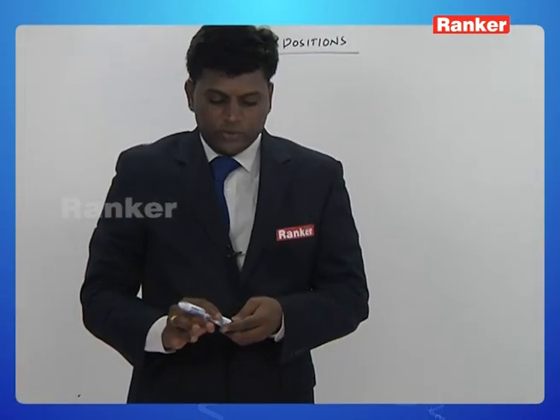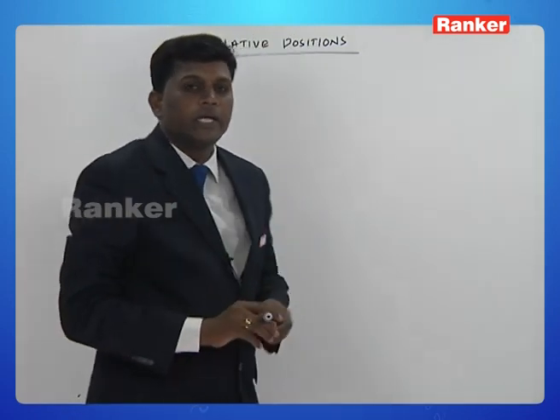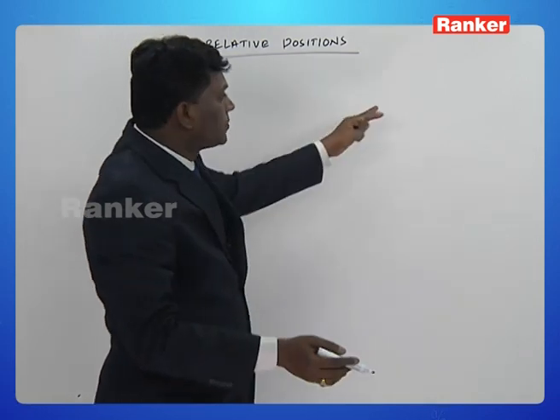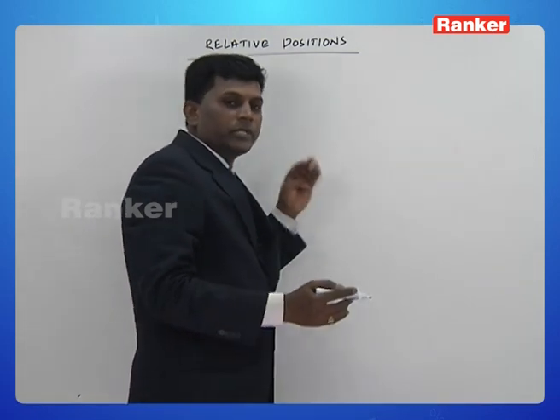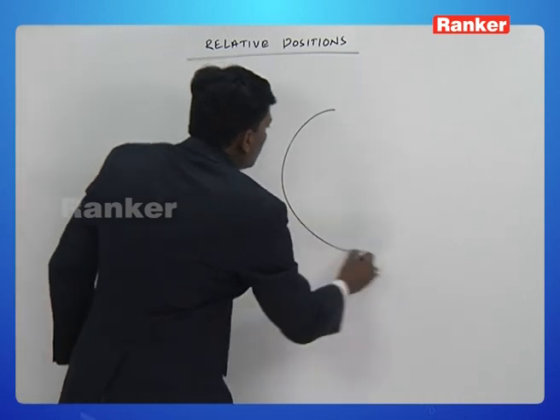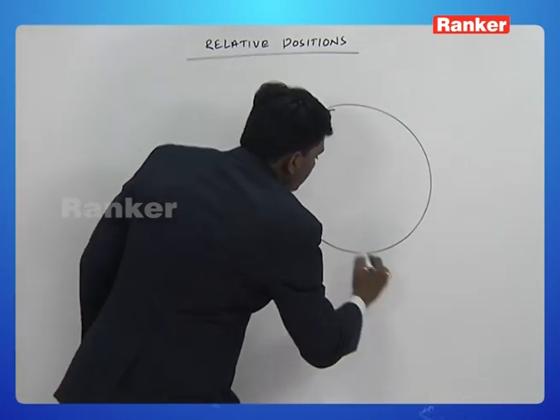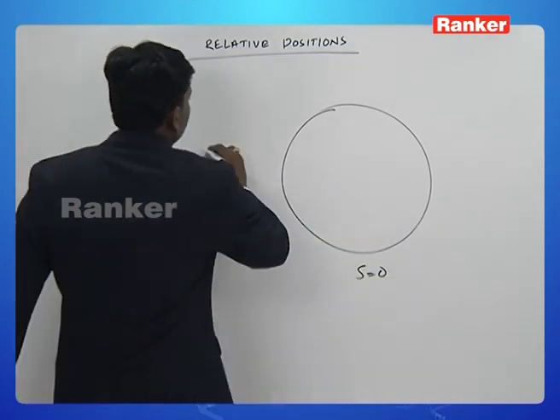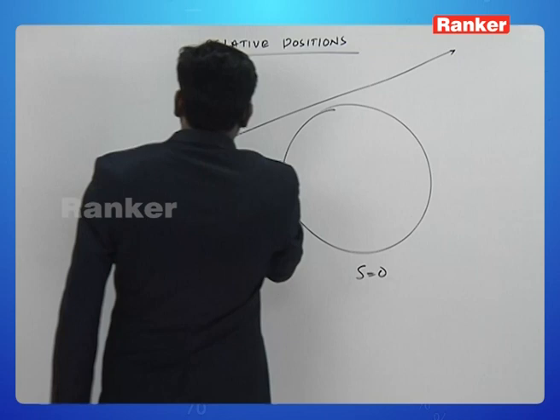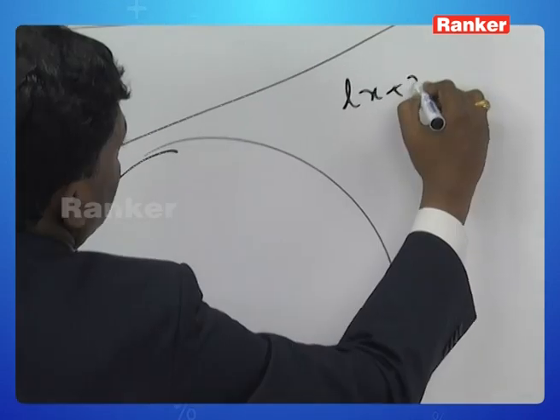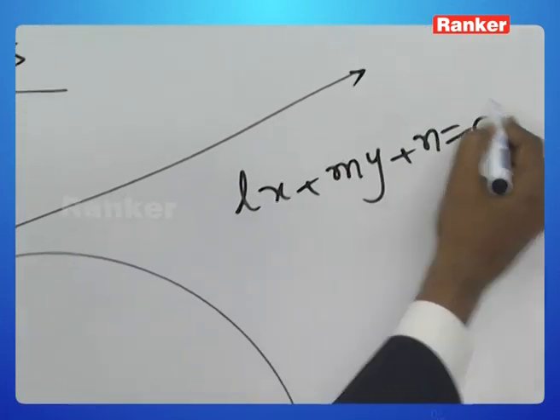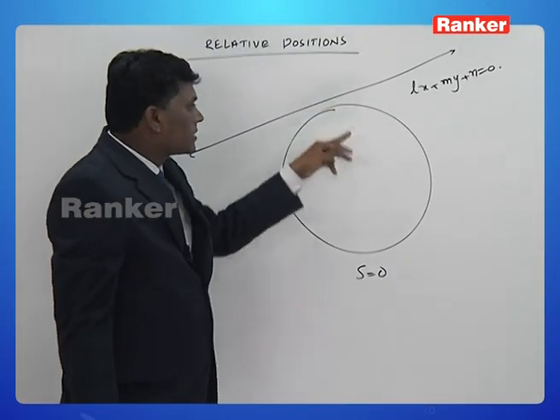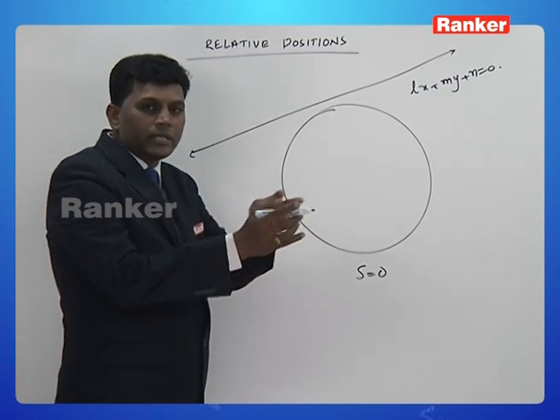Now, we can decide the relative position of a straight line with respect to a circle, just like we have seen the relative position of point and circle in the previous case. Here, once again, we are imagining the general circle equal to 0 in the plane somewhere, and a straight line, some Lx plus My plus n equals to 0 is drawn. To decide its relative position with respect to this circle, we can take three relative positions.